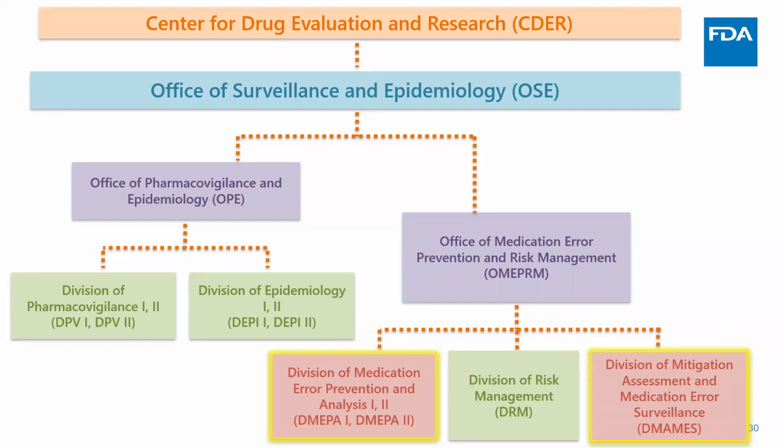So there are two groups within the CDER, or the Center for Drug Evaluation and Research, Office of Surveillance and Epidemiology, that focus primarily on medication error prevention, analysis, and mitigation. And these groups are the Division of Medication Error Prevention and Analysis, or DMEPA, and there's a DMEPA 1 and DMEPA 2, as well as the Division of Mitigation Assessment and Medication Error Surveillance, or DMAMES. Next slide, please.